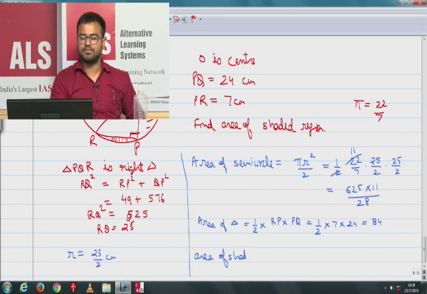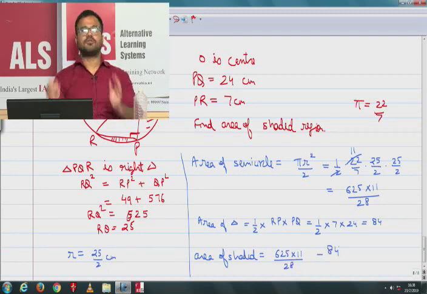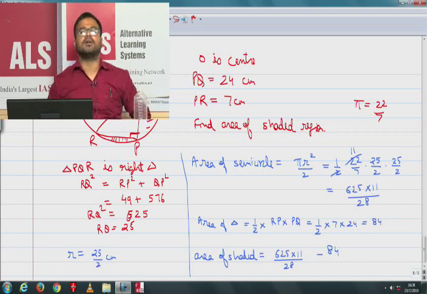is 625 into 11 by 28 minus 84. I'm not solving the exact part. This is the expression which will be formed. Yeah, 4523. So now you can get the correct answer. So this is the way in which it should be solved.